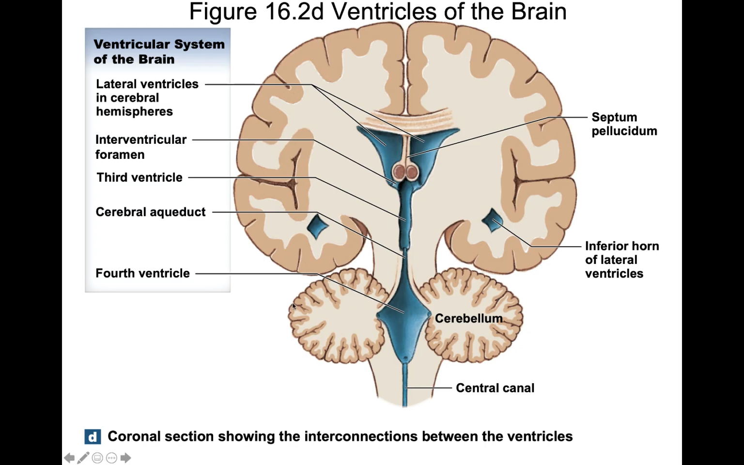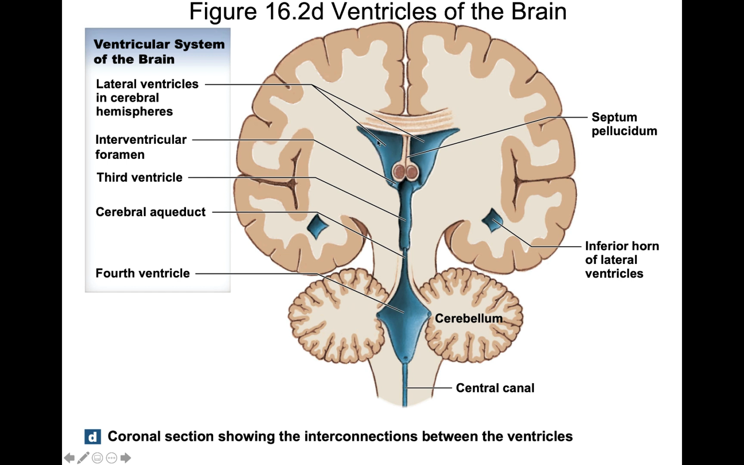So this picture here is showing you the ventricles of the brain. So there are 4 ventricles total. Ventricles mean spaces. So there are 2 lateral ventricles to the side. So these are the lateral ventricles. And there is the 3rd ventricle and then the 4th ventricle. There's only one of the 3rd ventricle and then one of the 4th ventricle.